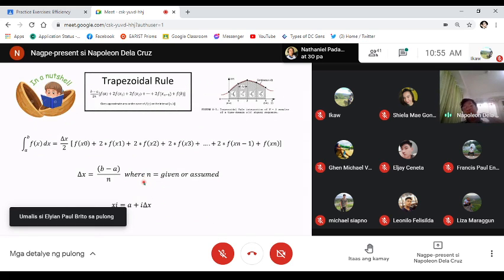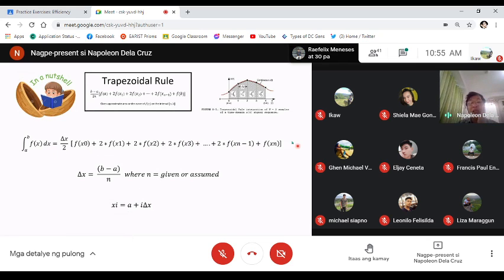So, let us have the summary in a nutshell. Ito ang ating gagamiting formula, the integration from a to b of f of x dx is equal to delta x over 2, then f of f0, 2, hanggang 2 to second to the last.